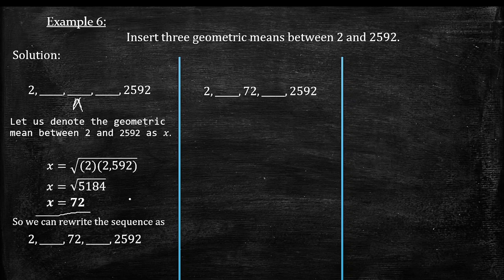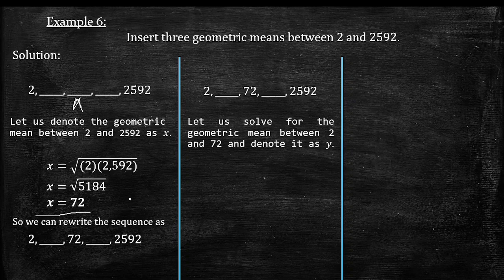Pwedeng unahin nyo yung second term or yung fourth term. So for this case, yung inuna kong hinanap is the second term. So let us solve for the geometric mean between 2 and 72, and denote it as y.